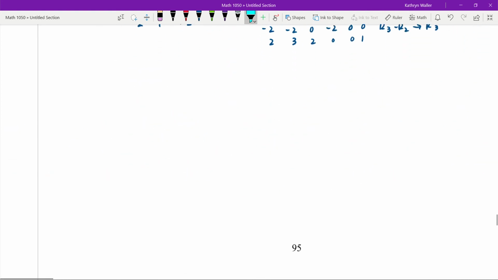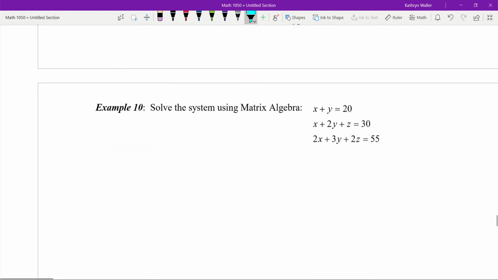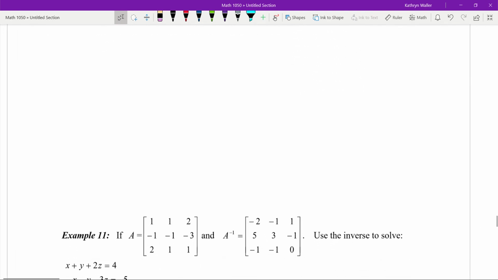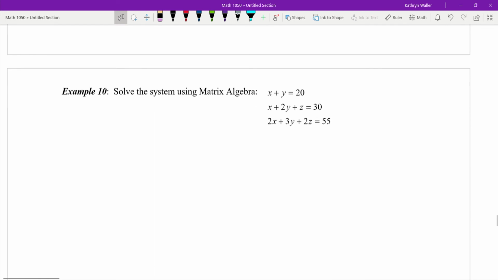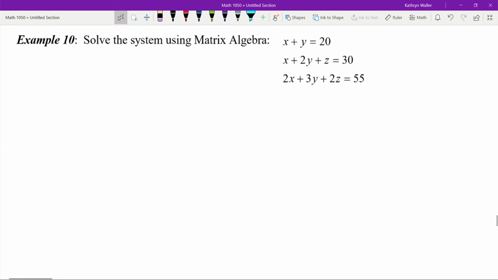Now, we haven't even used the method that we're supposed to be learning for this lesson. We haven't even learned the method yet. We've learned how to find an inverse, but we haven't learned the method. Okay, everybody listen, you're smart.